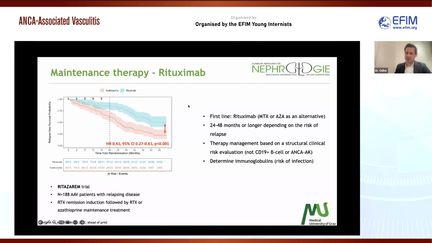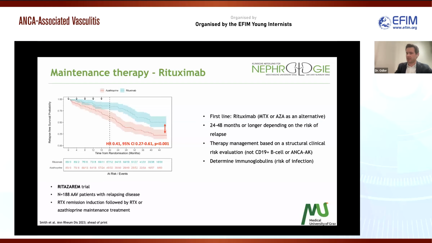So what we learned in recent times is that rituximab should be used as a first-line therapy in the maintenance treatment. It can be given up to 2 or 4 years, but there is a huge difference in this indication because our patients are also different. I can't tell you how long you should use rituximab in your patients, and it should be based on an individual decision making, incorporating the clinical characteristics of the patients like comorbidities, earlier relapses, or the biomarkers that you can measure during the disease phase. Nevertheless, you should not decide on the use of rituximab according to CD19 positive B cells or ANCA antibodies.